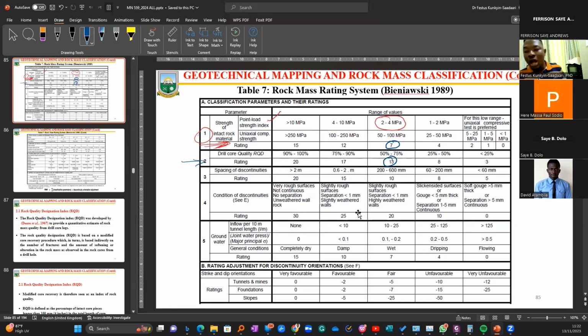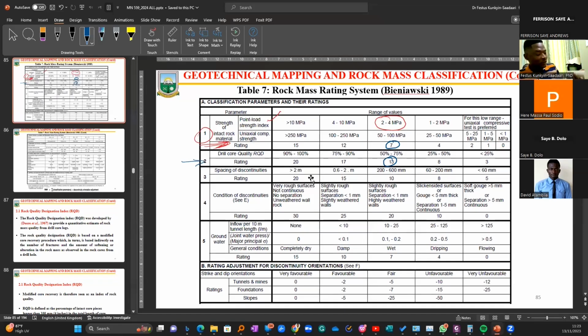Then now, we go out there and check the spacing of discontinuities. So the spacing of discontinuities, you have to check the rating. If you measure any spacing, assuming I have a crack in the rock and you check from the crack the distance between the two surfaces that are forming the crack, if you use your tape to measure and you are getting a very wide value, which is greater than 2, he says that you should rate it as such, a spacing of discontinuity greater than 2.